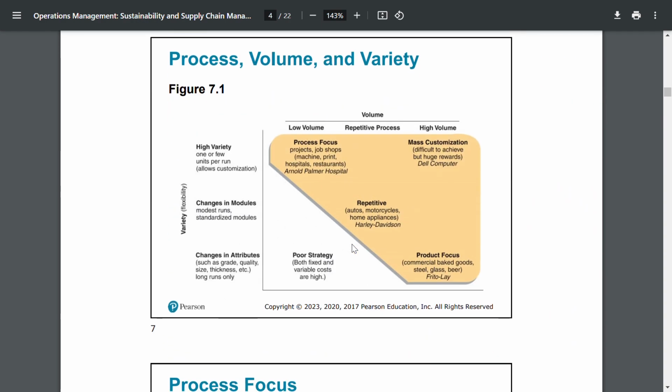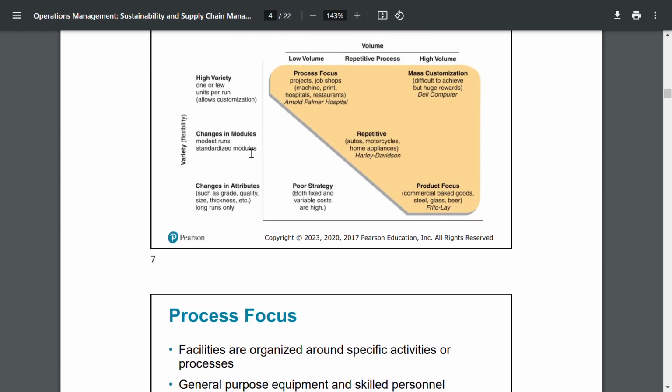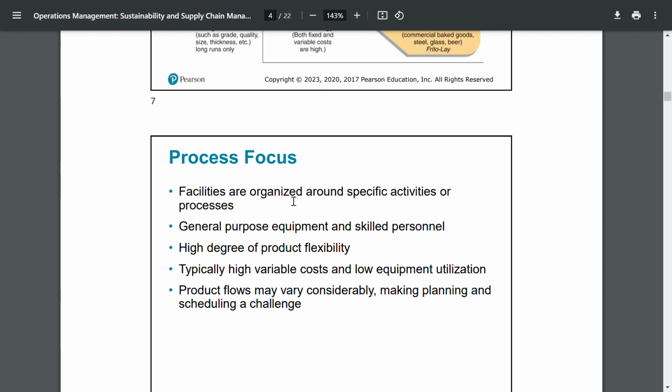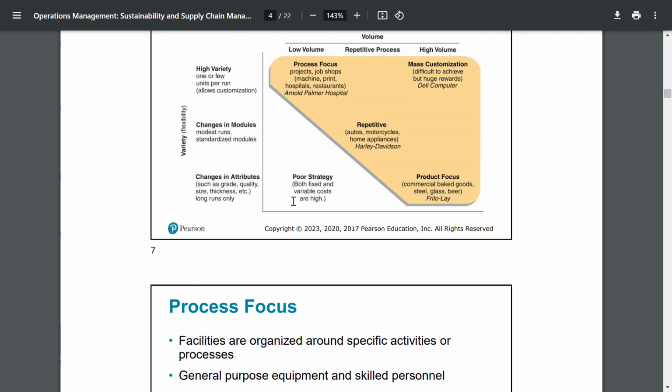Yeah. And so, as you said, this goes over our strategies again. So we have the process focus. Facilities are organized around specific activities or processes, with general purpose equipment and skilled personnel. So it has general purpose equipment, not very specialized equipment, since we said we have a lot of variety, and it also has a lot of skilled personnel, skilled people needed to manage these general purpose equipments.